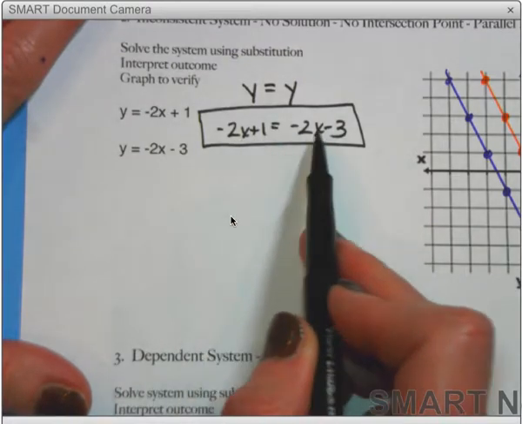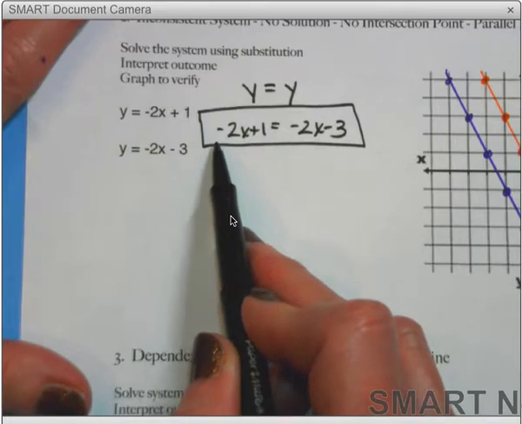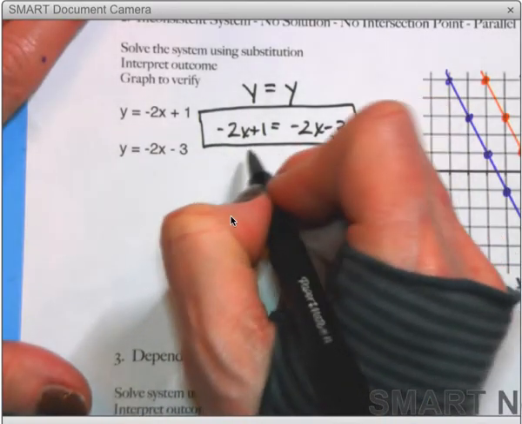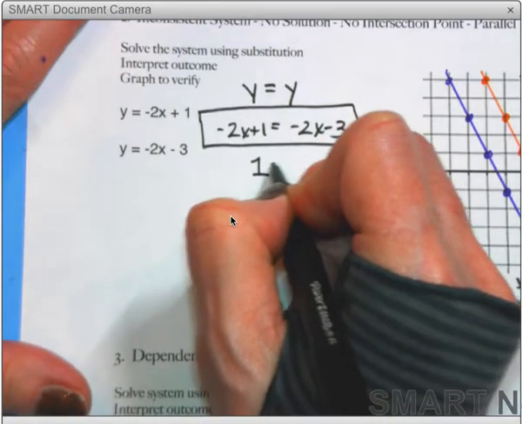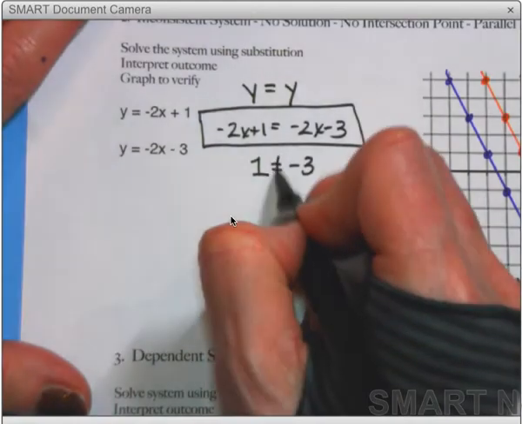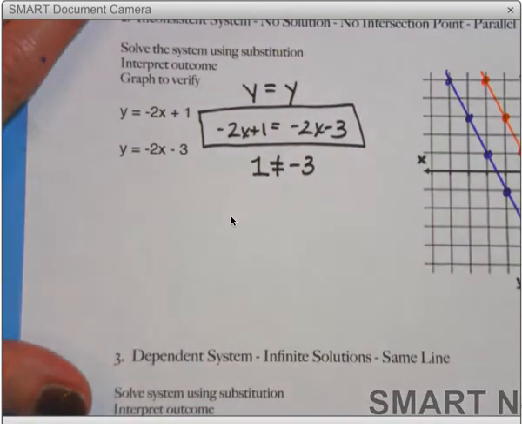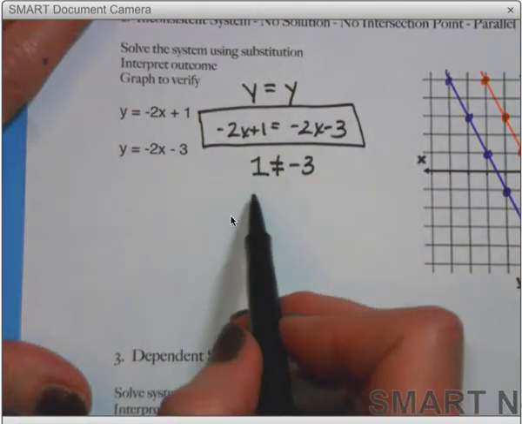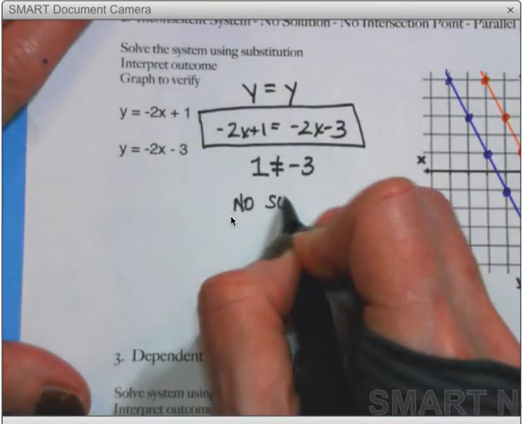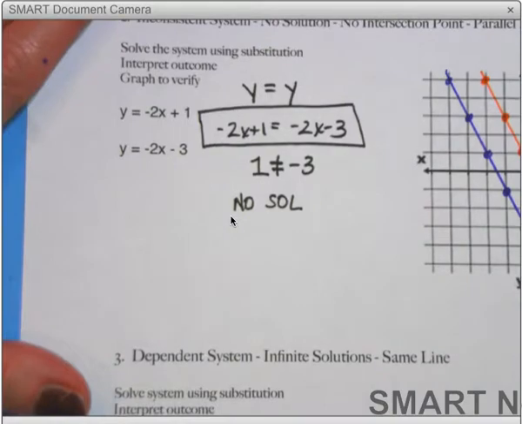Now when I solve this, if I add 2x to both sides, the variable is going to leave the problem, and what remains are two numbers that are not actually equal to each other. So when the variable drops out of the problem, if the two numbers that remain are not equal to each other, your conclusion here would be no solution. This is a no solution scenario.